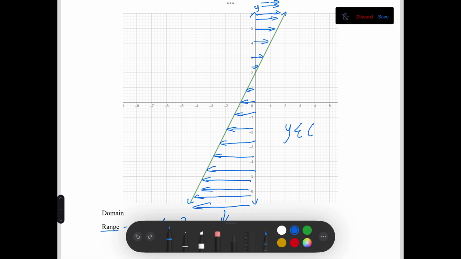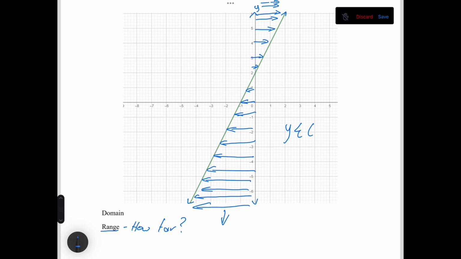So therefore we can say y is an element of negative infinity, which is the negative numbers at the bottom, and positive infinity, which will be the numbers on top, the positive values. Or we can write it simpler: y is an element of the real numbers.